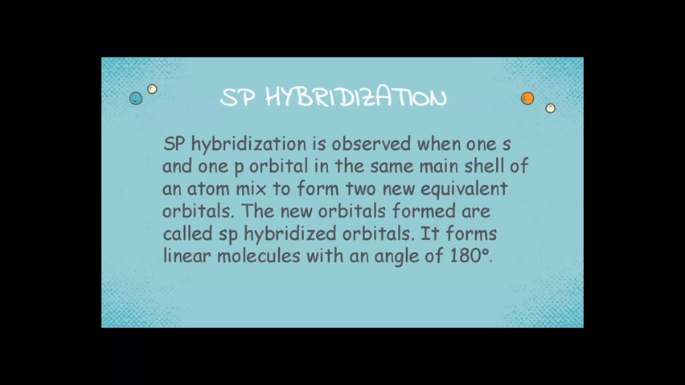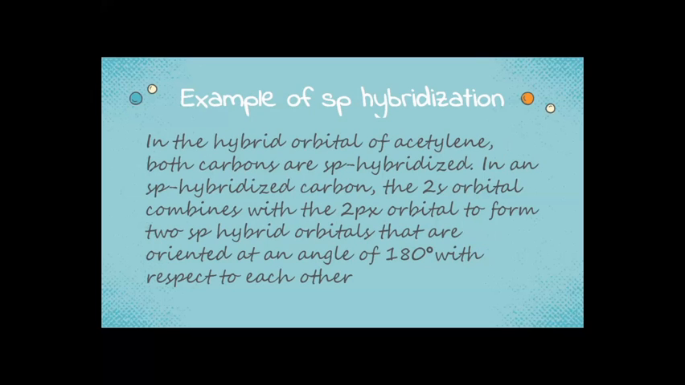Now let's move to the example of sp hybridization. The example of sp hybridization is acetylene. Both carbons are sp hybridized. In an sp hybridized carbon, the s orbital combines with the px orbital to form two sp orbitals that are oriented at an angle of 180 degrees with respect to each other. Let me explain this example. I have some pictures so that I can show you.